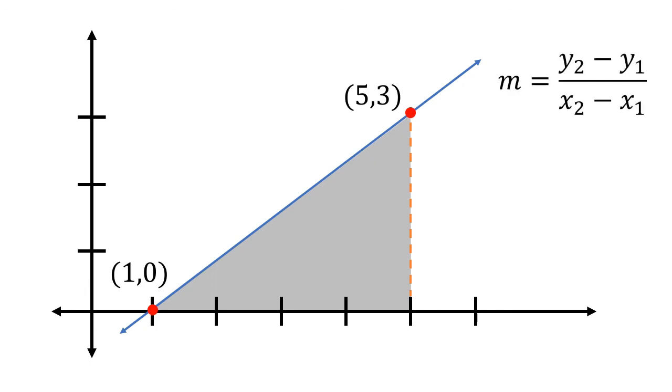Remember the slope formula? m is equal to y sub 2 minus y sub 1 all over x sub 2 minus x sub 1. So let us solve for the slope. This will become m equals 3 minus 0 over 5 minus 1. m equals 3 over 4. So the slope of this line is 3/4.